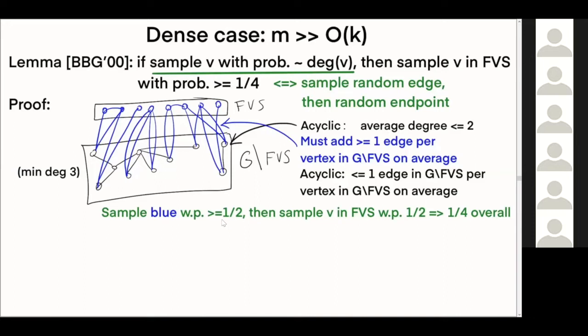And given that event, we sample the vertex in the FES with probability at least 1/2. So that's 1/4 overall. So that's a very quick, hopefully intuitive proof of why this simple degree sampling gives us a success probability of 1/4. And again, it's crucially using the fact that the min degree is at least 3, where 3 is bounded away from this average degree 2 in the acyclic graph.